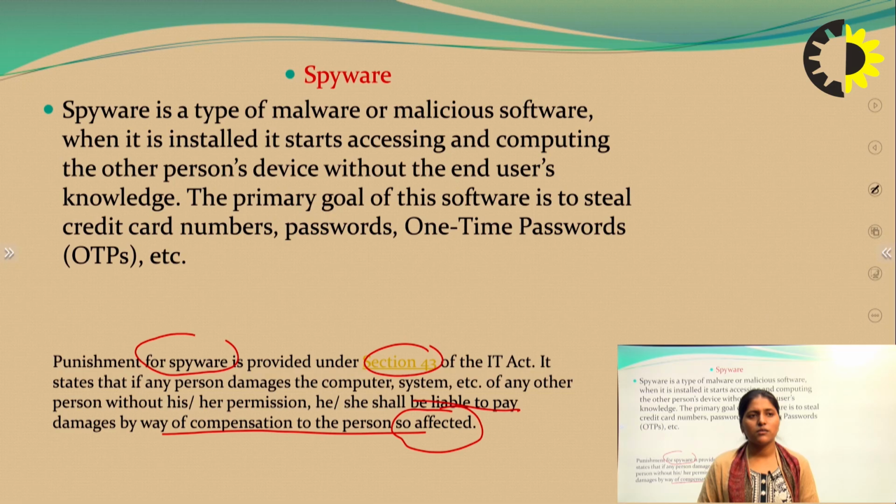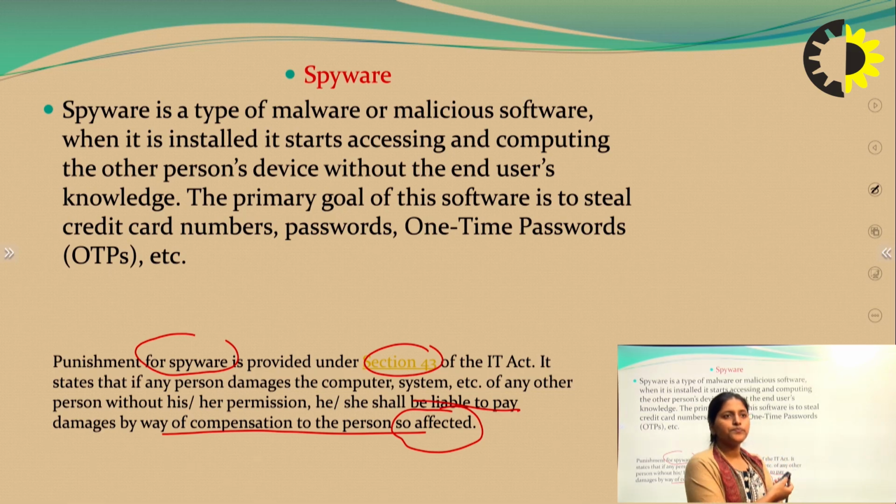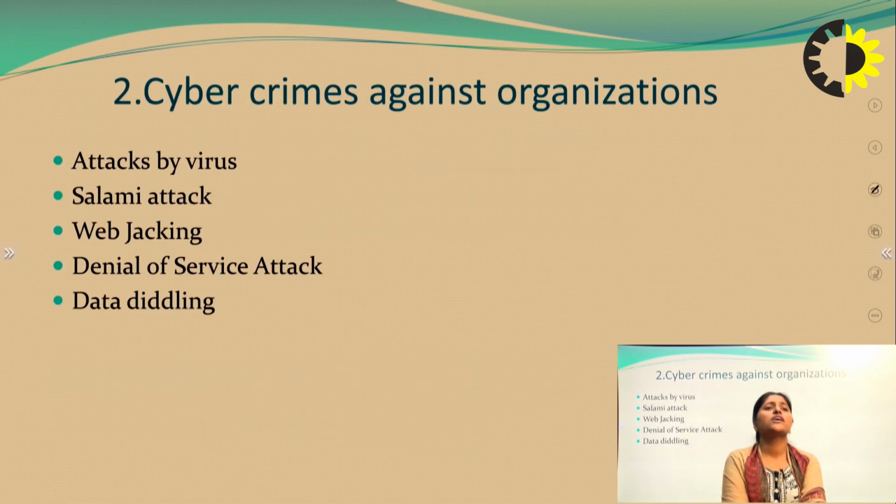So spyware is basically software which is installed in someone's system for getting personal information. Now, cybercrime against individuals.